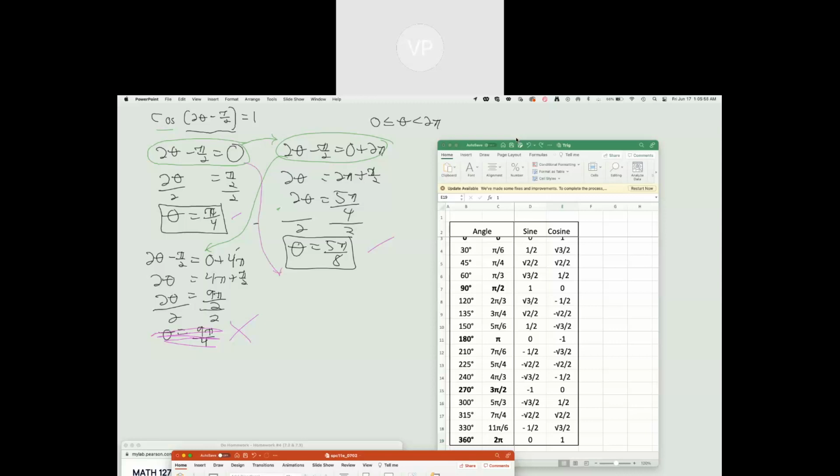The other option is I can subtract 2 pi. So 2 theta minus pi over 2 equals 0 minus 2 pi. But you'll see pretty quick in this one, we get a negative 2 pi. Let's fix that, sorry. That's a 2 theta on the left side. 2 theta equals negative 2 pi plus pi over 2. This is going to be a negative answer, so that one's out as well.